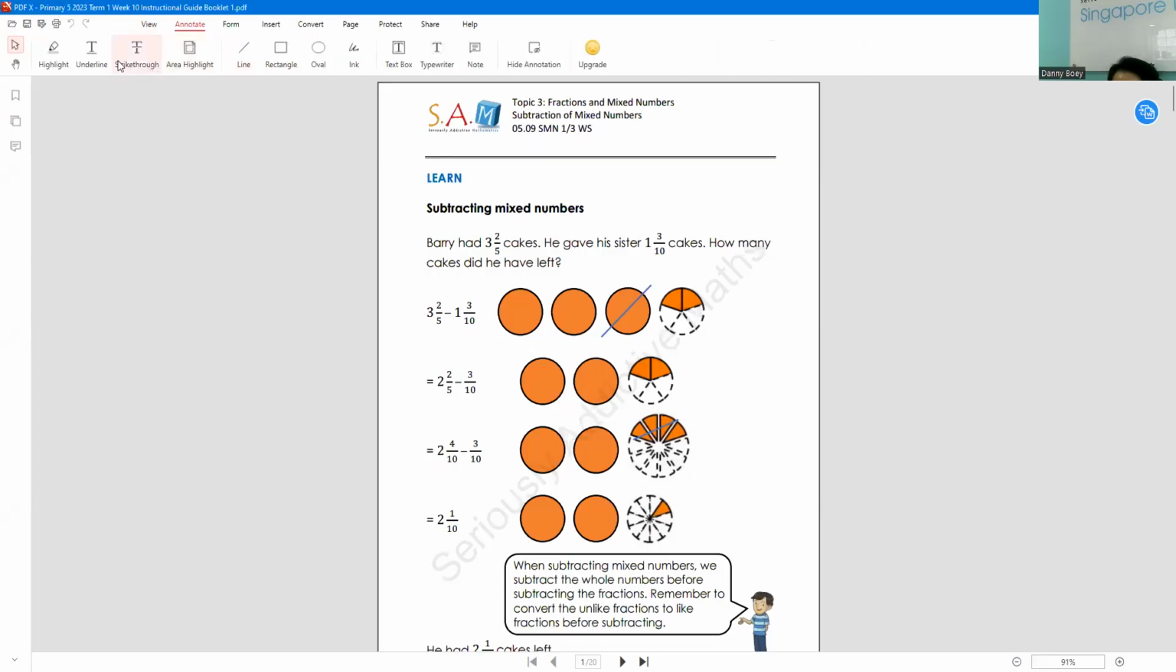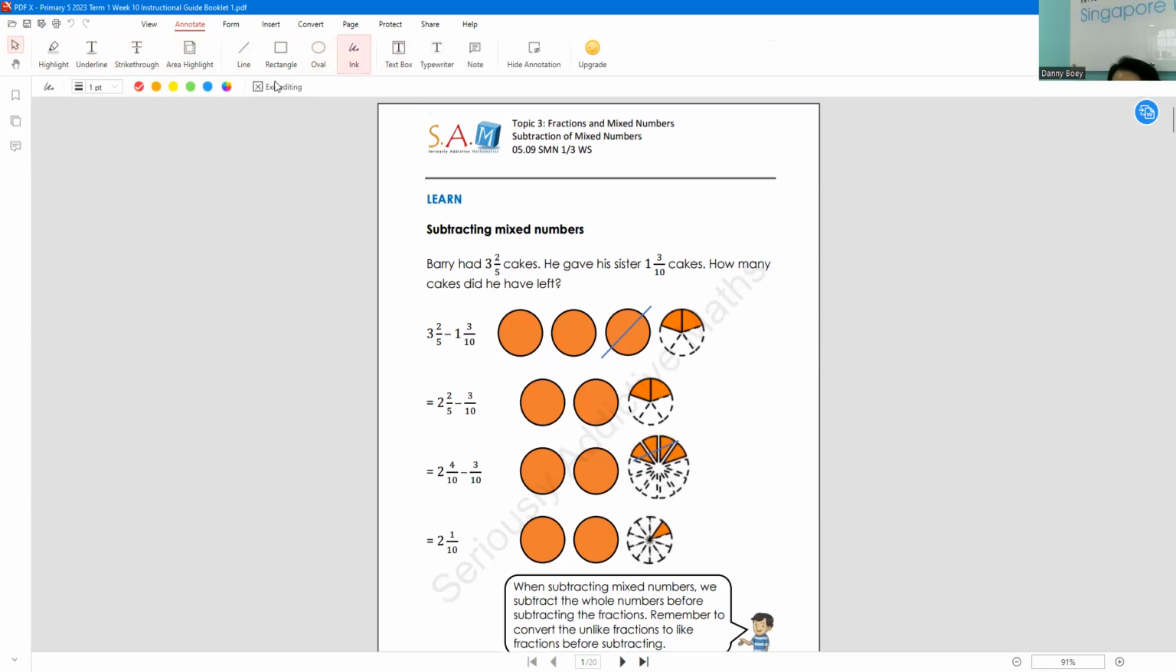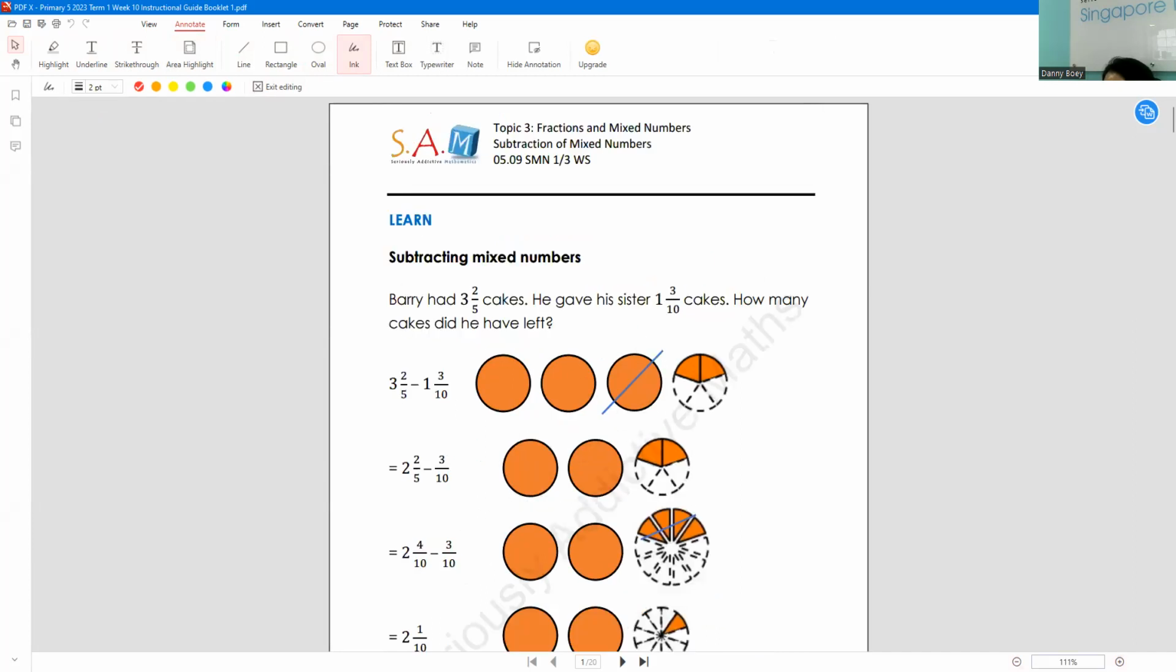Hello, teachers. So this is the instructional guide for Primary 5, Term 1, Week 10. For this particular week, we have 3 booklets. Sounds a lot, but can be done because they are, in a way, repetitive, quite simple. So let's start with the first booklet.